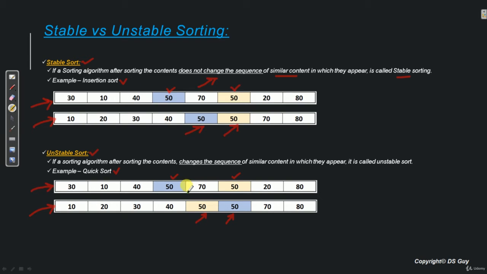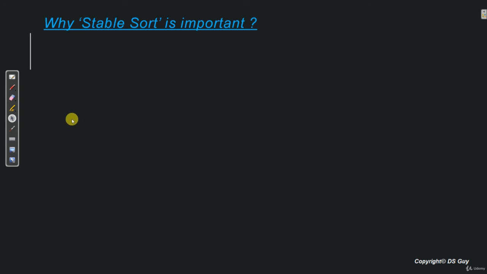So obviously now you might be wondering what is the problem even if we change the sequence. Here 50 and 50 are both the same. How does it matter if both of them get interchanged? Does it really matter? Let's see. Stability of a sort basically matters when the key on which we are performing the sort is not the entire identity of the item. In those cases, stability matters a lot. Now what do we mean by this? Let's see using a simple example.